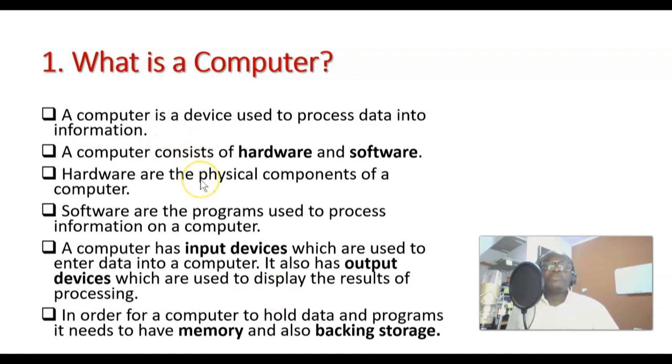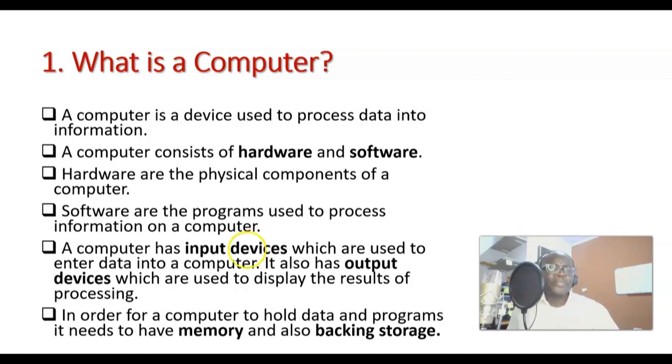Now, for a computer to be able to do what it does, it consists of hardware and software. What is hardware? Hardware are the physical components of a computer. Physical, that means you can touch them. And software, these are the programs used to process information on a computer. So software refers to programs, things that we use to process data, to process information, and we'll look at examples of that shortly.